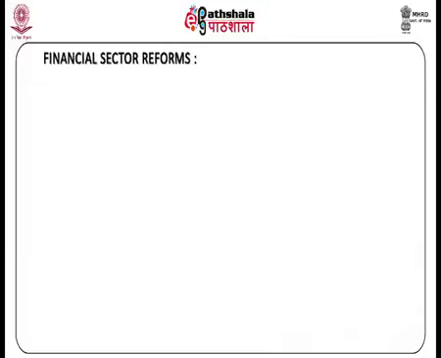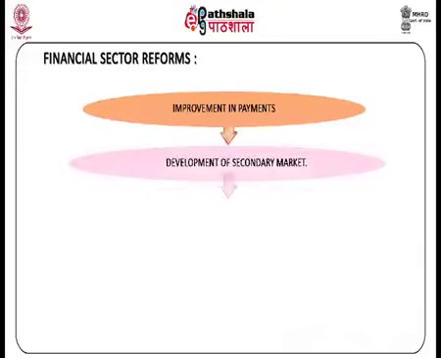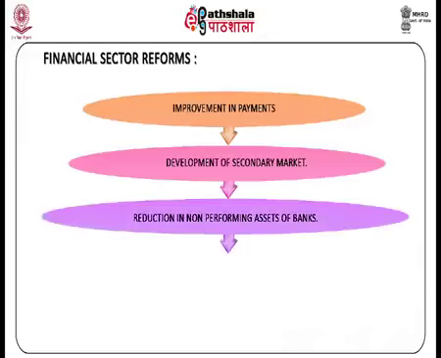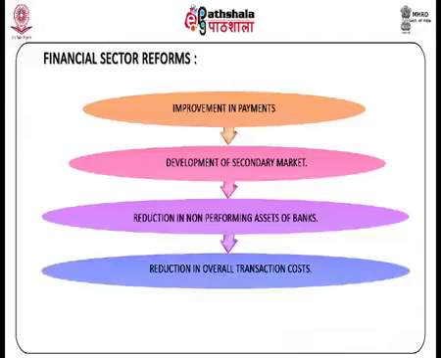As part of financial sector reforms, a number of steps have been taken to enhance the effectiveness of monetary policy, and these include an improvement in the payments and settlement systems, development of a secondary market in government securities with a diversification of the investor base, reduction in non-performing assets of banks, introduction of asset liability management guidelines, and reduction in the overall transaction costs. All the reforms in the monetary and financial sectors may not have the desired results without credible fiscal adjustment, notwithstanding the discontinuation of automatic monetization of fiscal deficit.